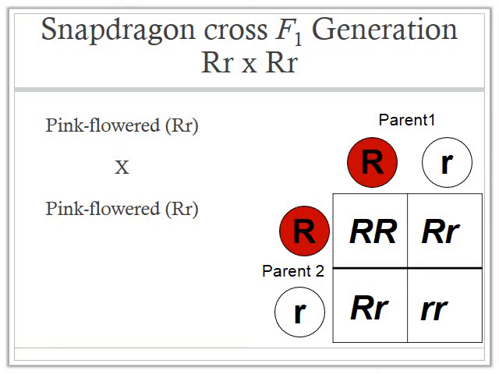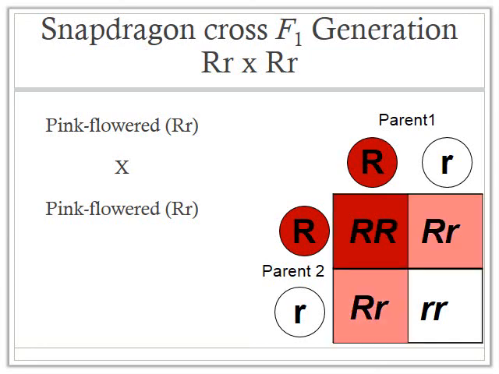Then if we look at what the phenotypes are, we see that anytime you have the big R, it's going to be red. Anytime you have little r, it will be white. But when you have the heterozygote, it will be pink, just like our parents. Well, the parents, which is the F1 generation parents.